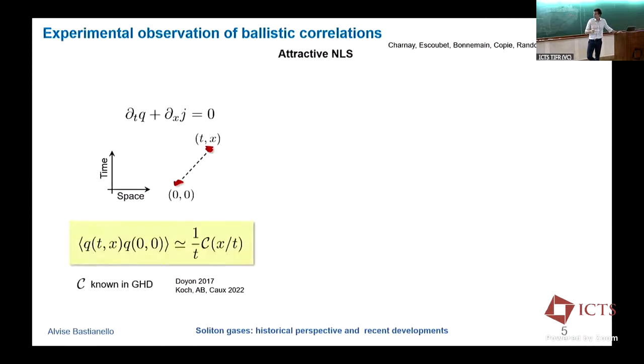Something that I really like is that in the classical case, measurements are not destructive. In the quantum case, once you measure the system, you destroy it. In the classical case, instead, it is not. You can keep on evolving, and so you can measure correlation functions. We discussed in previous talks that in integrable systems, you expect ballistic correlation functions with diffusive corrections, of course, but the leading point is ballistic, and we have formulas in GHD to do that.